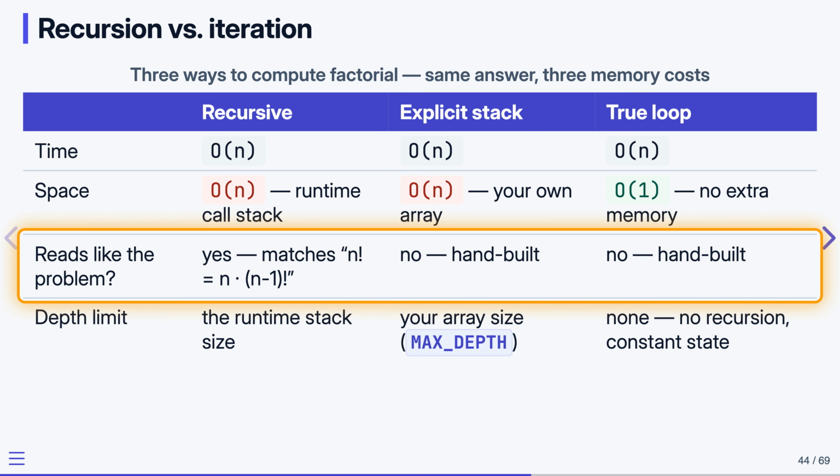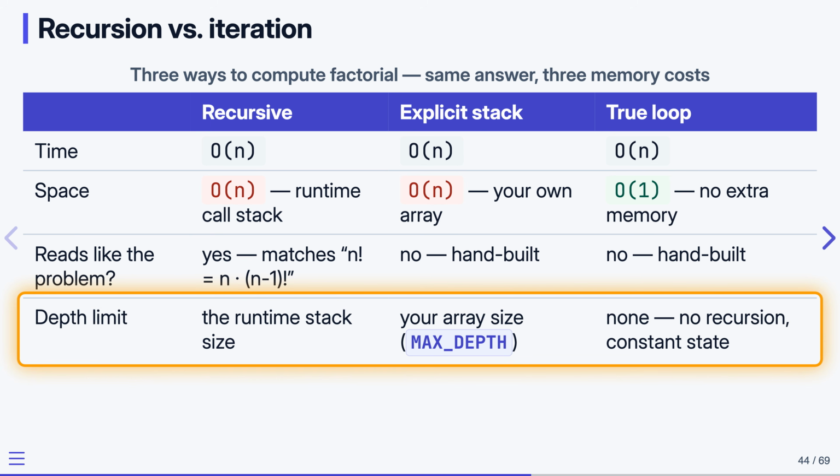Does the code read like the problem? The recursive version does. It matches n factorial equals n times n minus 1 factorial. The other two do not. Their shape is hand-built.